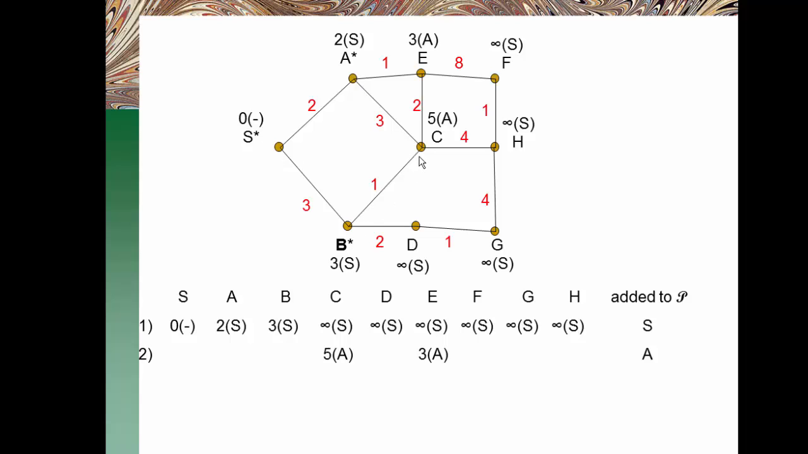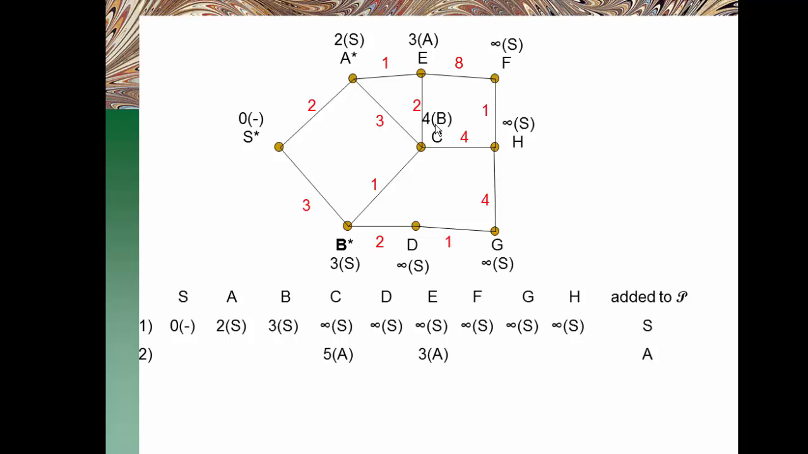We go to the first adjacent vertex alphabetically, that's C, and we compare the current label, which is 5A, with a candidate. The candidate is formed by the label of B plus the weight of this edge. Since 4 is better than 5, because it's smaller, we're going to replace the label 5A with 4B.